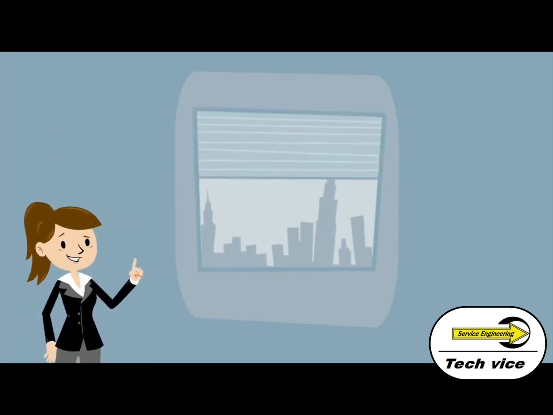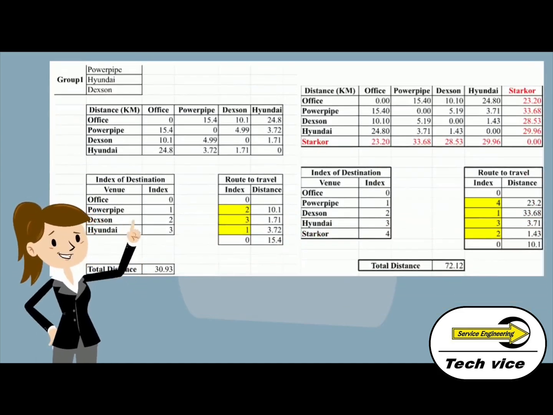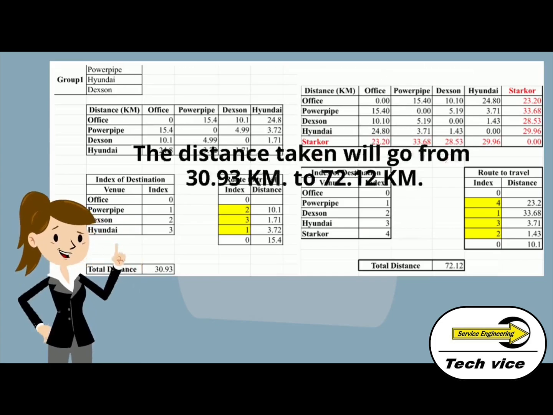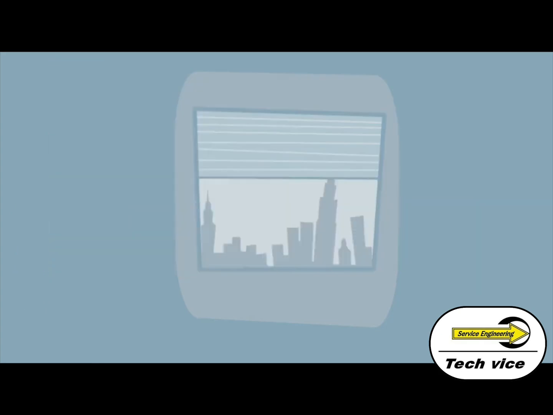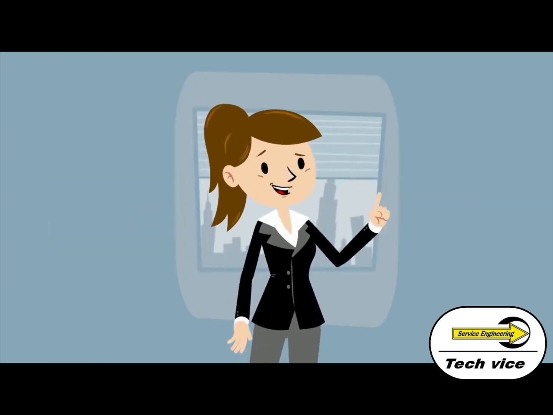Then I made a separate table and included a cluster with an additional destination that was not originally in the group to demonstrate that the distance will go from 30.93 to 72.12. This shows that clustering them into different groups will make it most efficient.